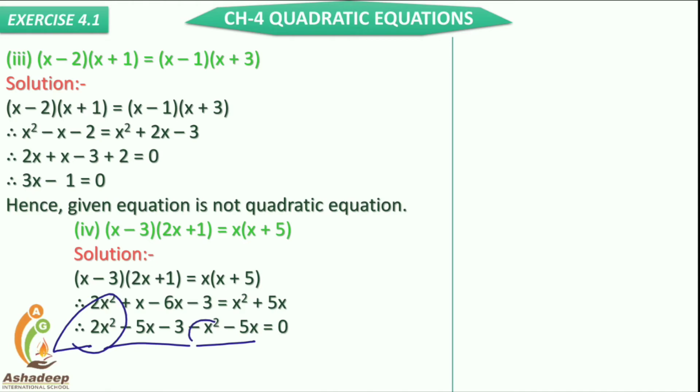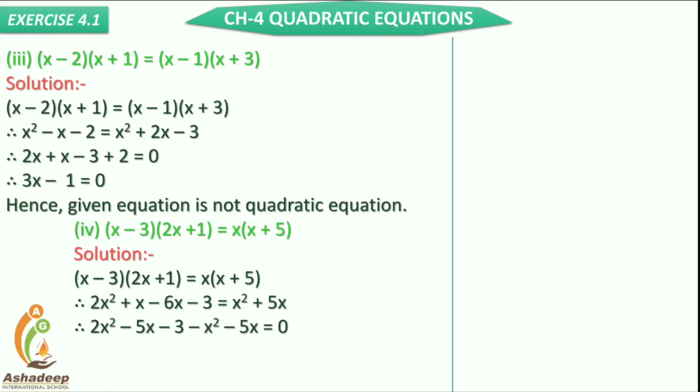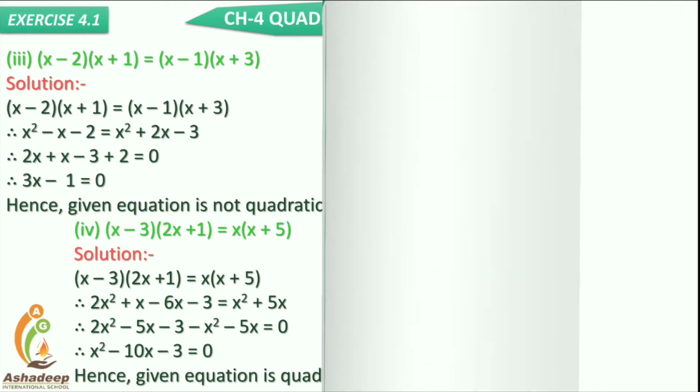Now 2x square minus x square becomes x square. So the highest power becomes 2. So we can say yes, it is a quadratic equation. So x square minus 10x minus 3. So hence the given equation is the quadratic equation.